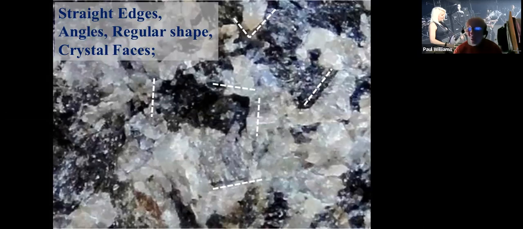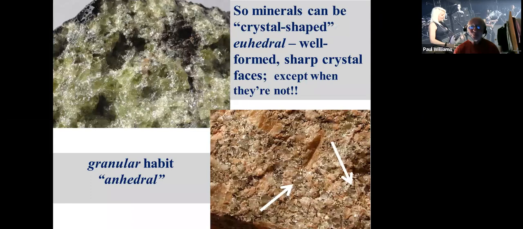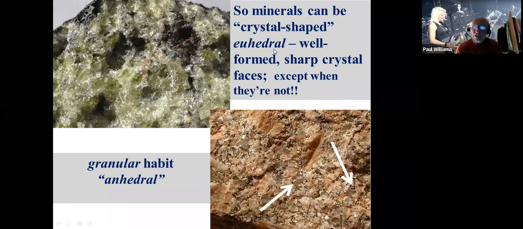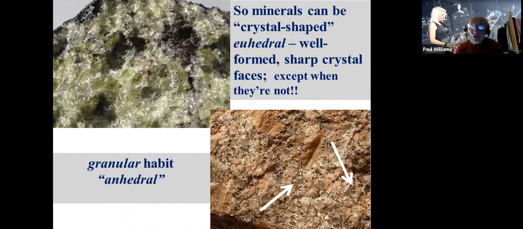So that's what we're looking for when we're looking at minerals. Straight edges, angles, regular shape, and crystal faces. That says, right, these are mineral crystals. So minerals are crystal shaped, what we call euhedral. Need to have some terminology when we're talking about these things, but euhedral is a useful term to use. That means crystal shaped. And so minerals, it says there, are euhedral, and they're well formed, sharp crystal faces, etc.